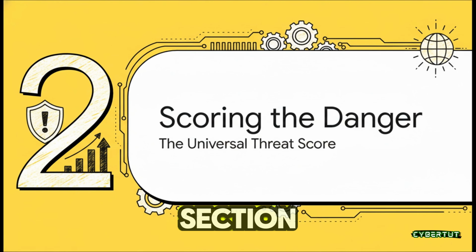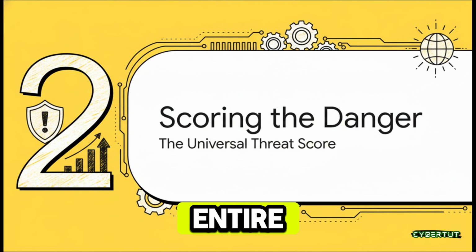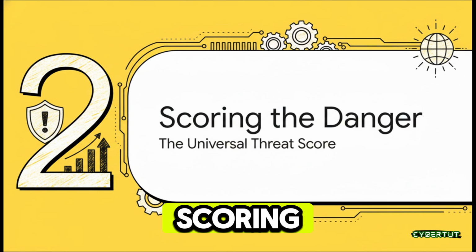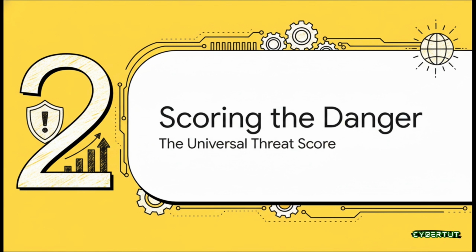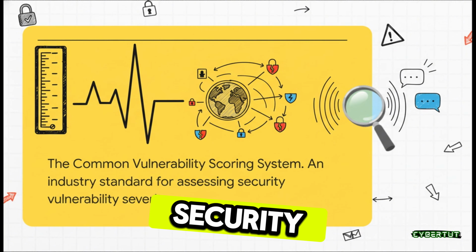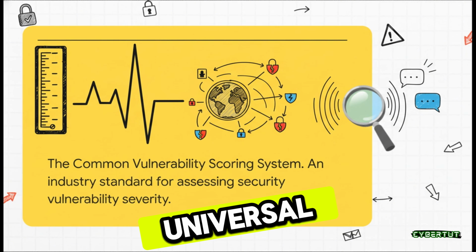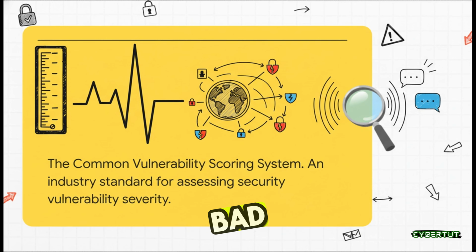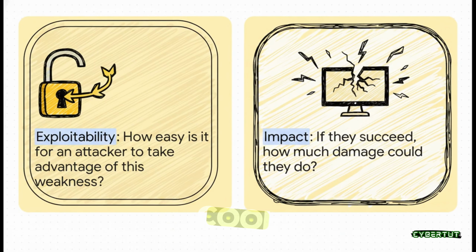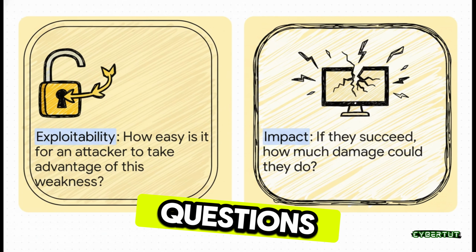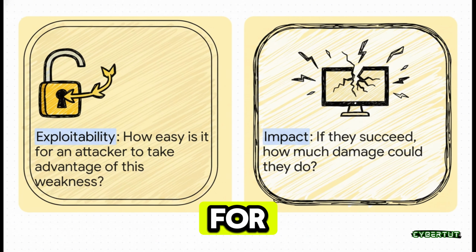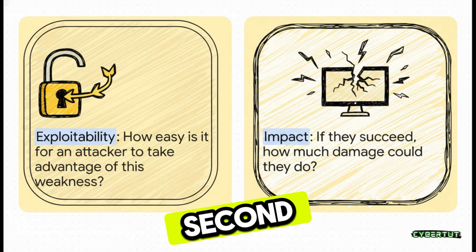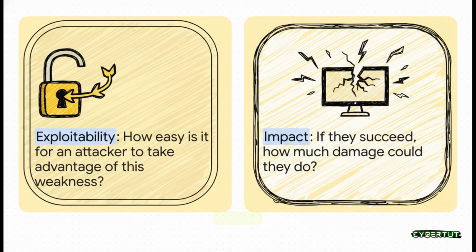So that brings us to our second section, scoring the danger. We need a universal way to talk about this, and for that, the entire industry uses something called the Common Vulnerability Scoring System, or just CVSS. Think of CVSS as the Richter scale for cybersecurity threats. Seriously, it's this universal, open standard that lets everyone, everywhere, speak the exact same language when they're talking about how bad a vulnerability is. And what's really cool is how this whole complex scoring system really just boils down to answering these two fundamental questions. First, exploitability. How easy is it for a bad guy to actually use this weakness? And second, impact. If they do get in, how much damage can they cause?